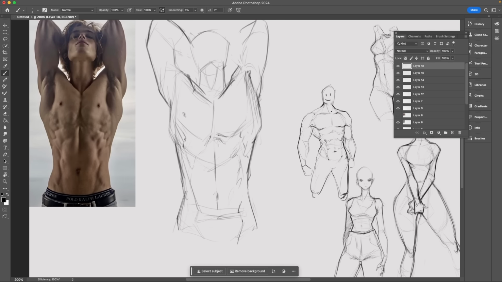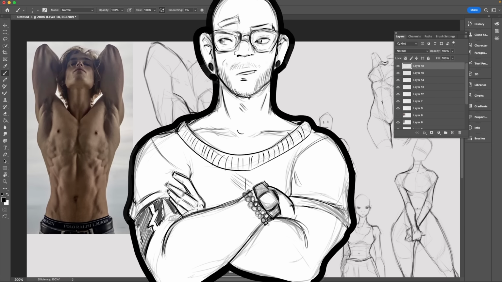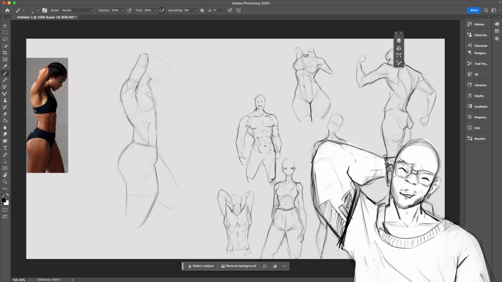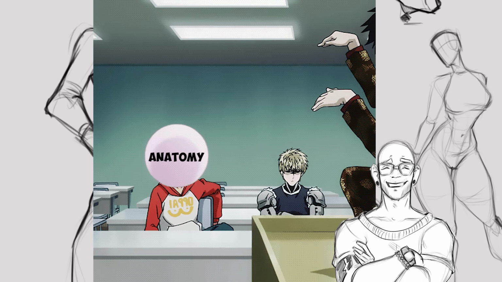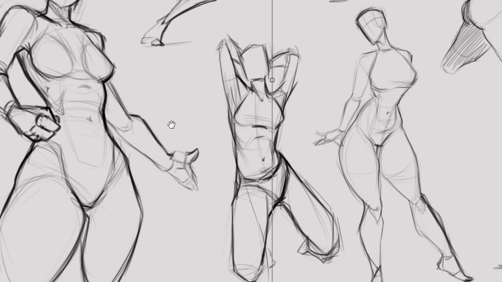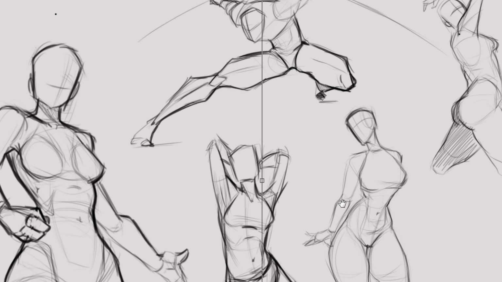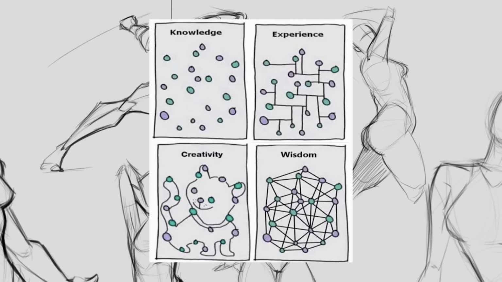When I first started drawing, I was wrong about anatomy. And if I could go back in time and learn anatomy again, I would use a system that I stumbled upon that simplified anatomy for me and sped up my learning process.